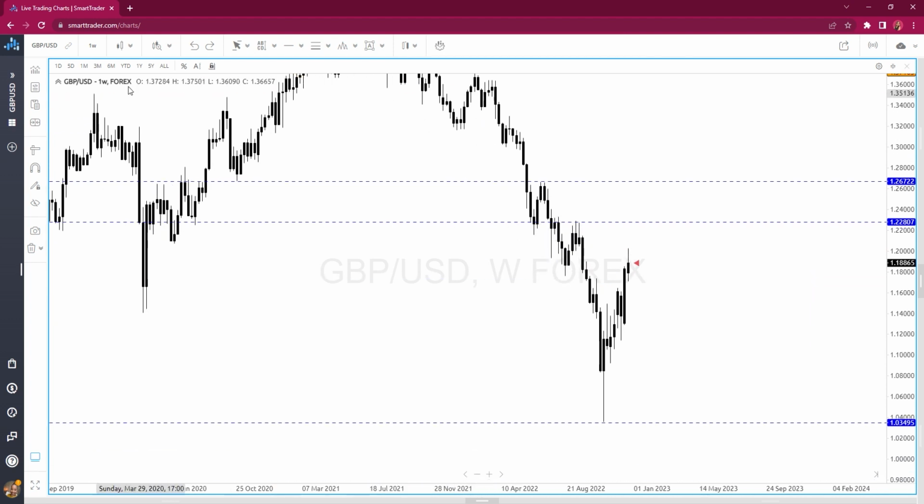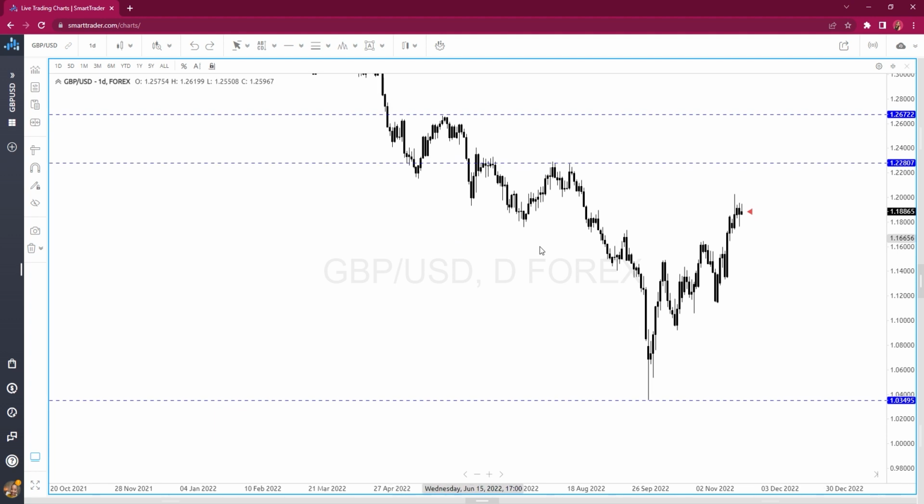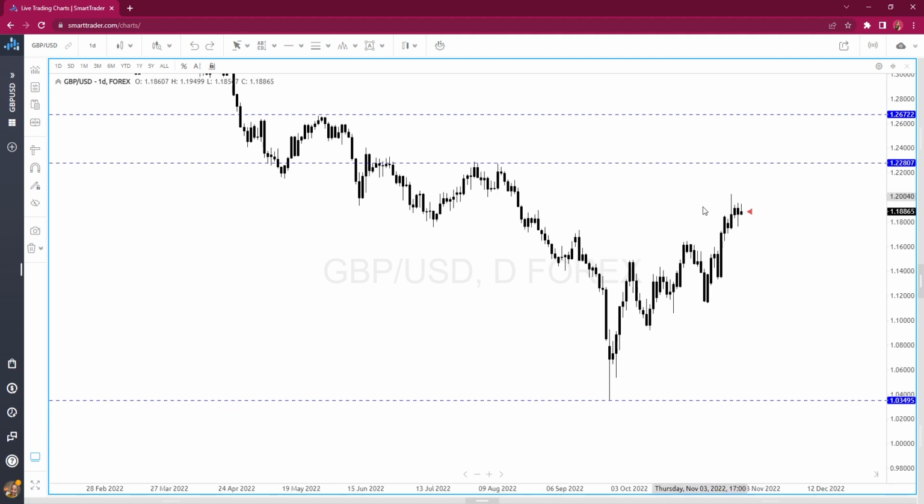All right. So I'm going to go down to the daily, and I'm looking for the same thing again. We have a swing high here. My daily color is going to be red.